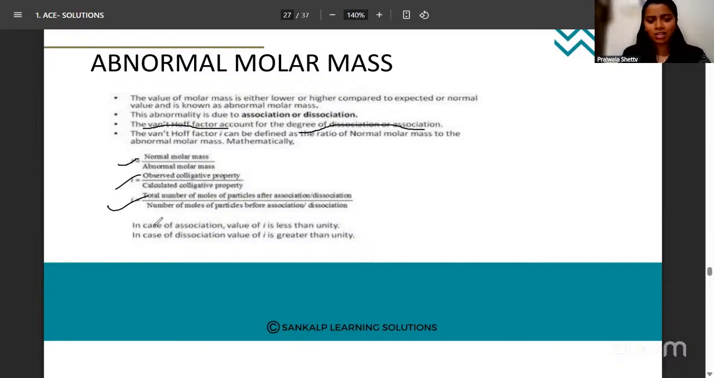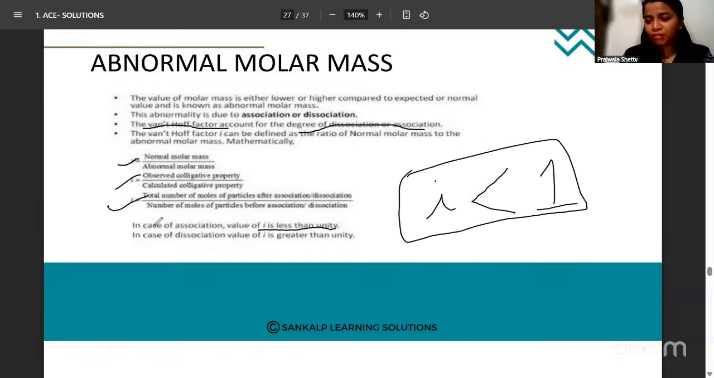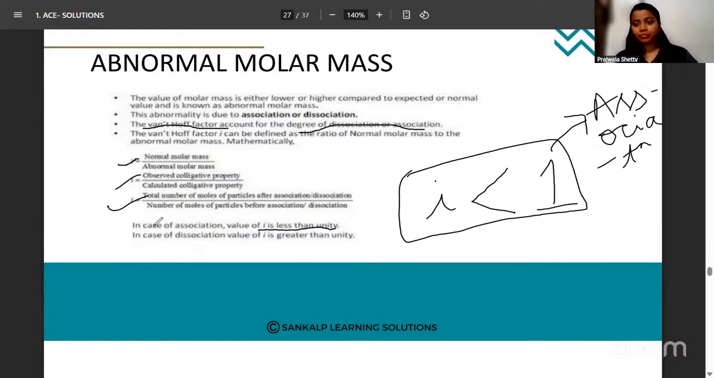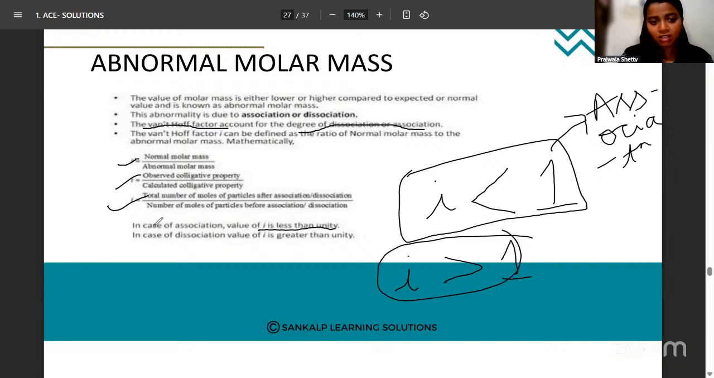And last, less than unity. If i is less than 1, please note this, if you see problems related to this, you will definitely understand. So if i is less than 1, we assume it to be associated. Okay, association has happened. Next, vice versa. If i is greater than 1, we say it is dissociation.